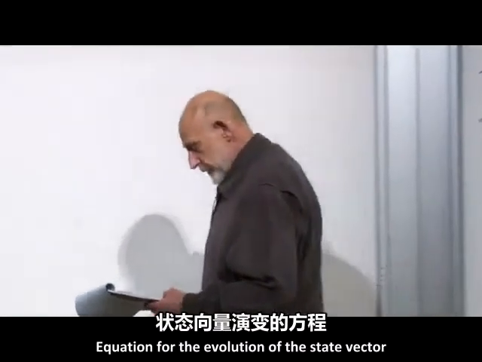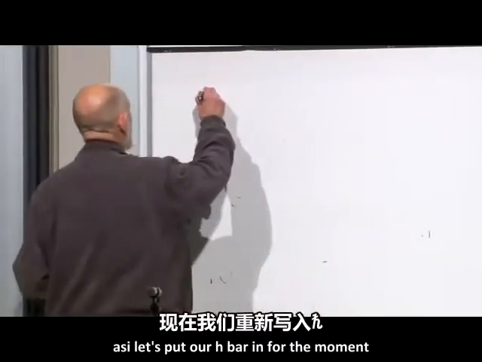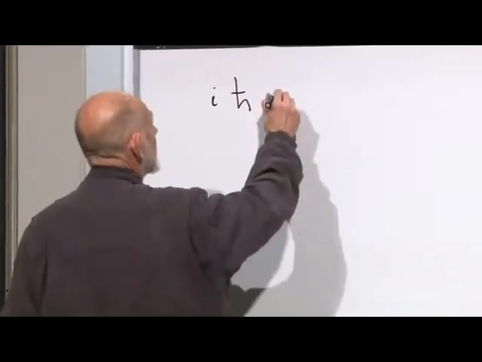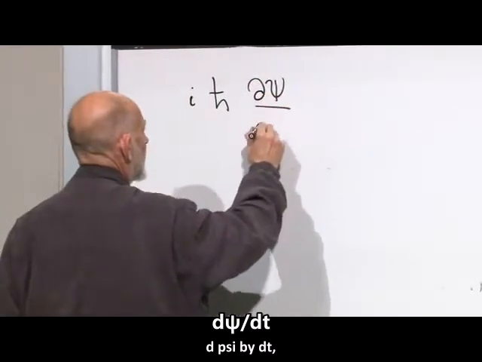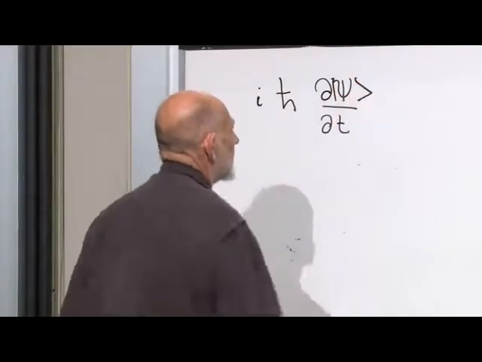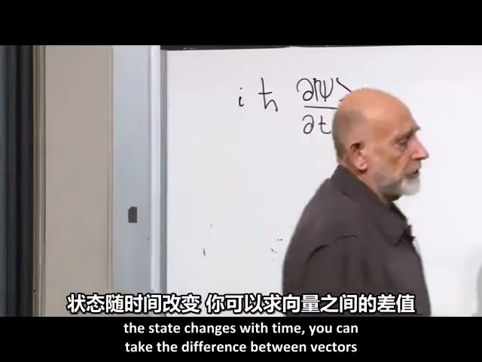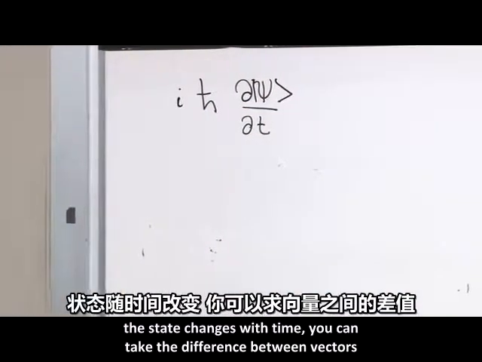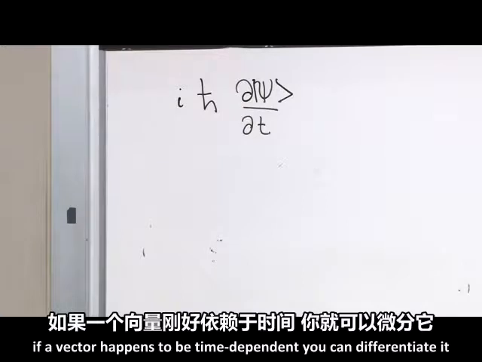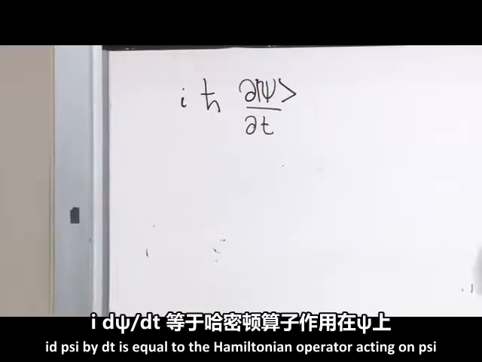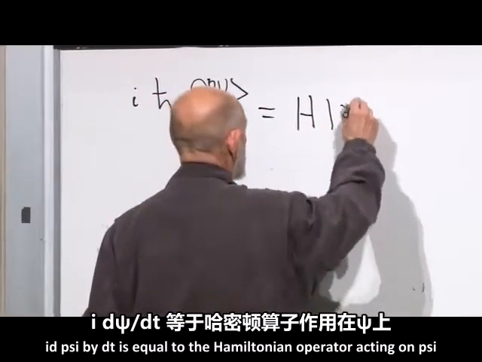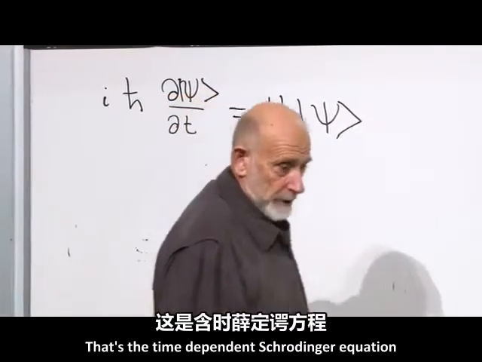The equation for the evolution of a state vector is i, let's put our h bars in for the moment, take them out again in a little while, d psi by dt. We can write this in terms of state vectors. The state vector is generally a function of time. The state changes with time. You can take the difference between vectors, and you can differentiate vectors with respect to time. If a vector happens to be time dependent, you can differentiate it. i d psi by dt is equal to the Hamiltonian operator acting on psi. That's the time-dependent Schrödinger equation.